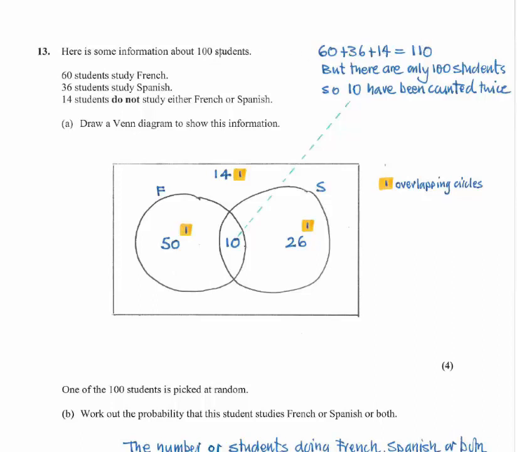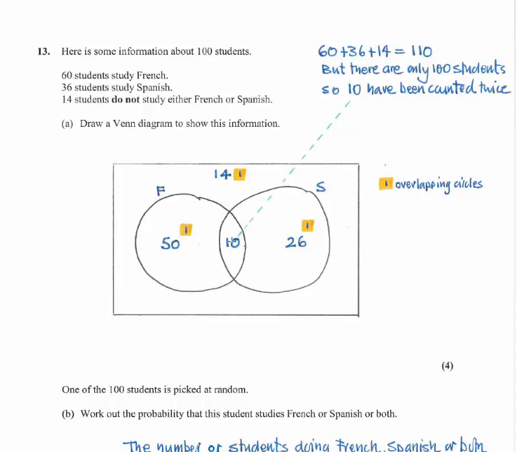How can that be when there are only 100 students? Well, these 60 students that study French don't just study French. Some of them study Spanish. Likewise, the 36 students that study Spanish don't just study Spanish. Some of them do French. So it must be, if it adds up to 110, 10 students have been counted twice. Once when we counted the people who do French, and once when we counted the people who did Spanish. So that tells us that the 10 must go in here.